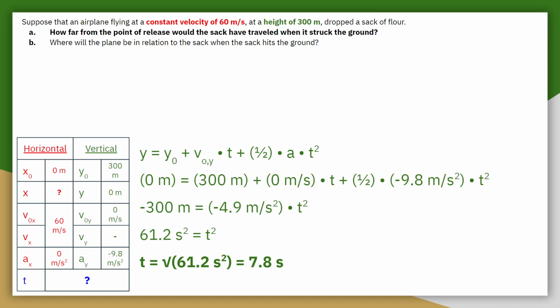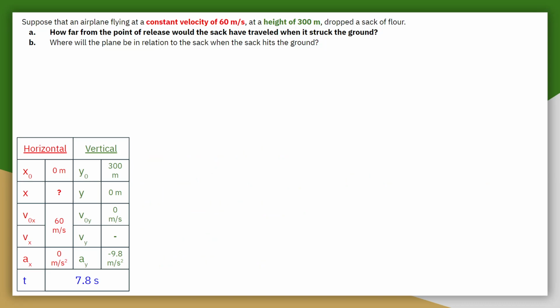That is the amount of time that the sack of flour is in the air for before it strikes the ground. So that is going to be a variable we can update in our list. Once again, time is the variable that links our horizontal and vertical variable lists together. So to figure out how far the sack of flour would have traveled horizontally, we take the equation that we used in the previous part, but just now its horizontal counterpart.